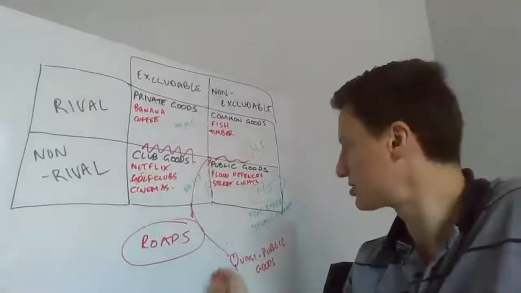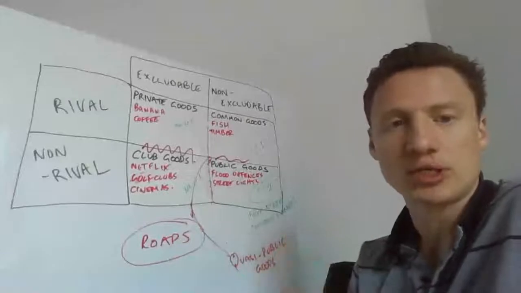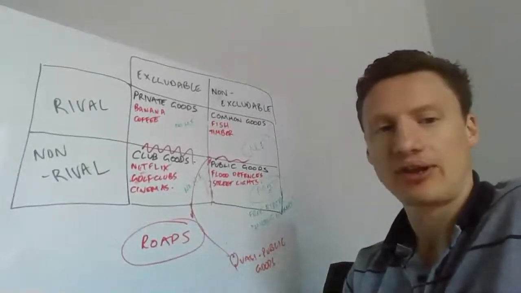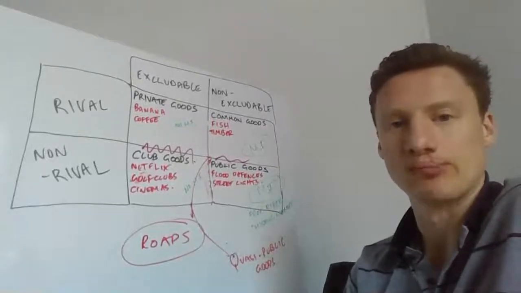I don't think quasi-public goods are at all mentioned in either the IB or the A-level spec, but there it is. If it does turn up in a textbook, you now know what it means.